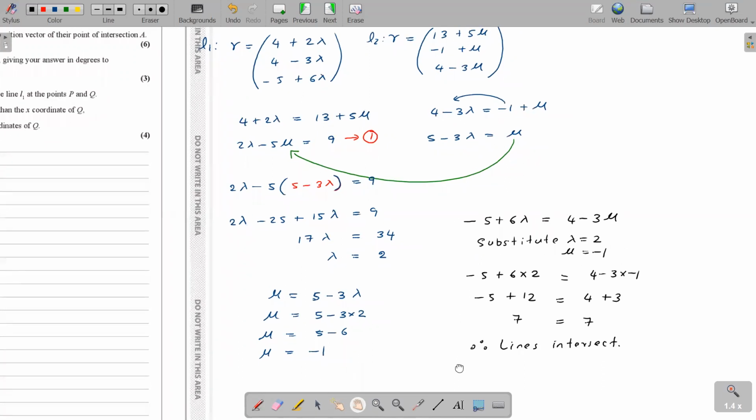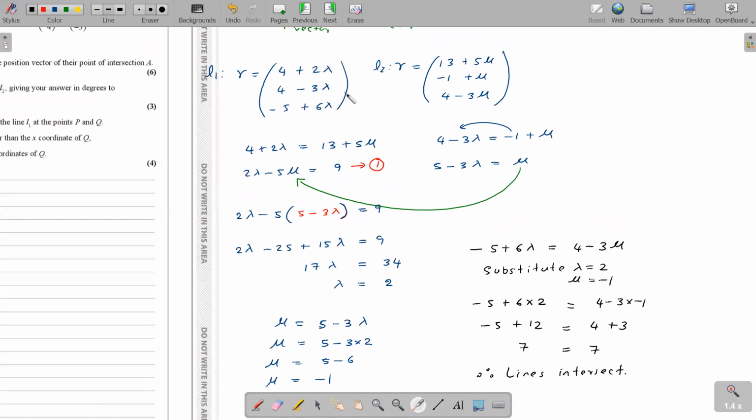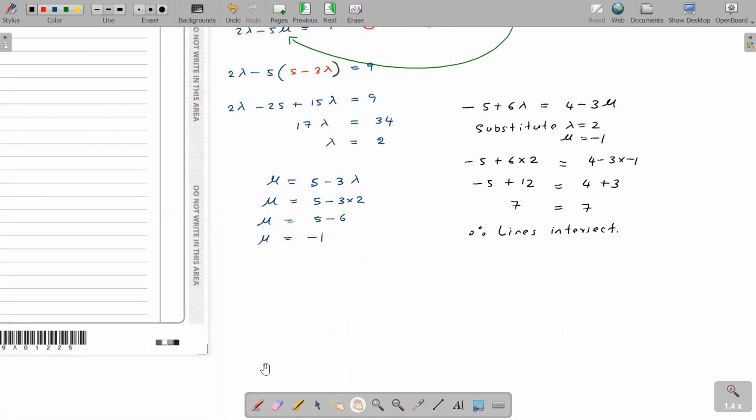And then to find the point of intersection, what should we do? You can go with any one of these 2 values. Substitute lambda as 2 and get the cutting point, or you could go to the other one, replace mu with minus 1 and get the cutting point. So any one of these 2 is okay. I'll go with lambda equal to 2 to find the point of intersection.